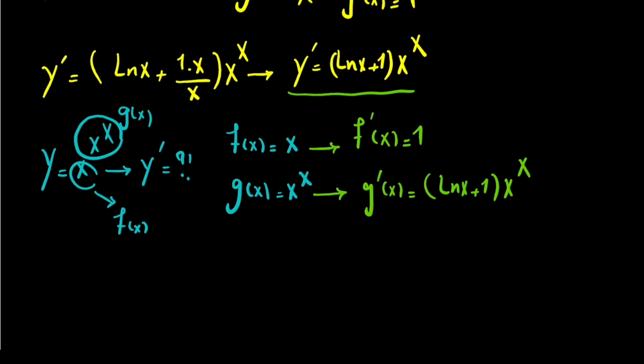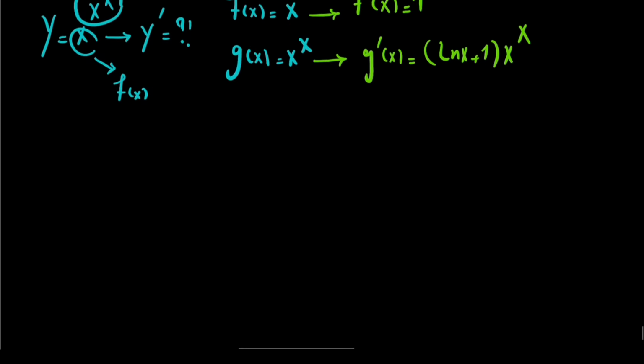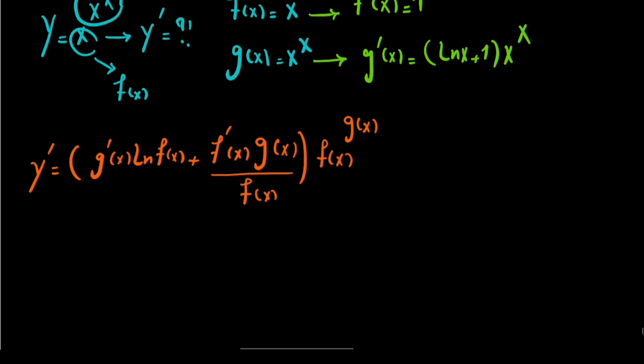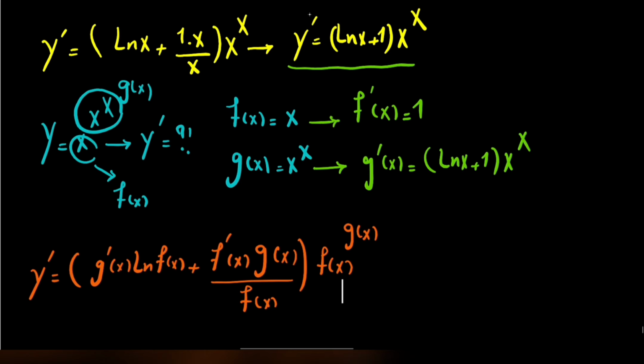So according to that really nice formula, and I want to write it again for you, the y prime will be equal to g prime(x) times ln f(x) plus f prime(x) times g(x) divided by f(x), all of them multiplied by f(x) to the power of g(x). Yes, that was right.